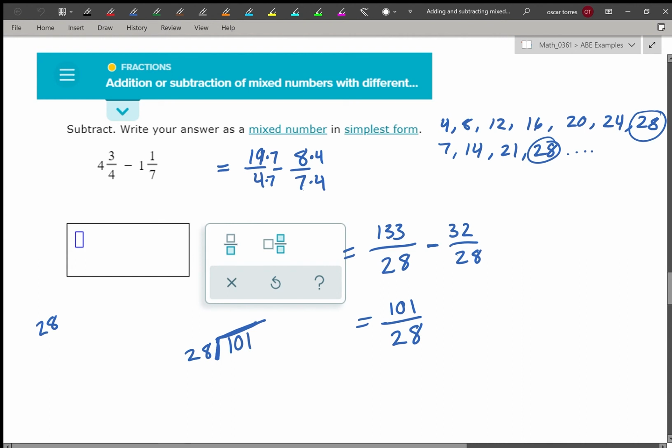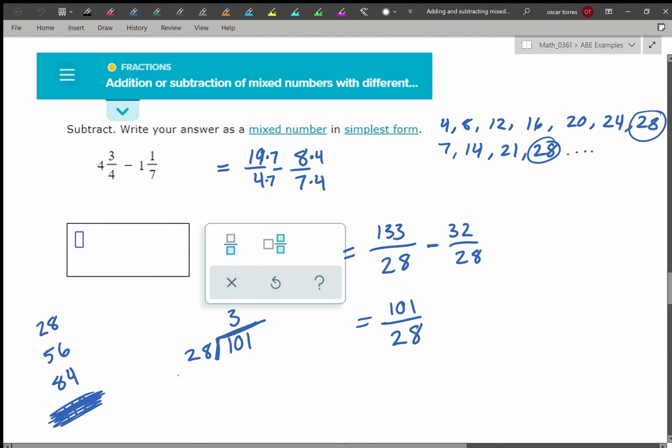28 plus 28 would give us 56. If we add another 28 to this, we end up with 84. And if we add 28 more to this, we end up getting 112, which goes past the 101, so we're not going to include that. That means that 28 goes into 101 3 times.